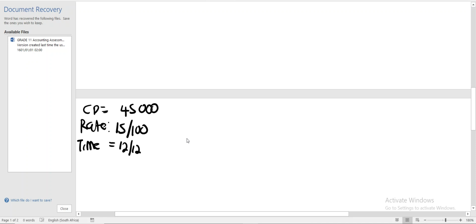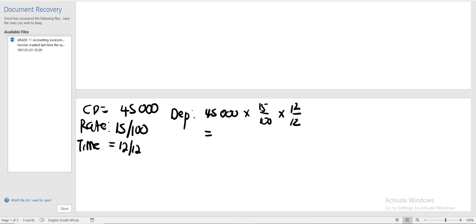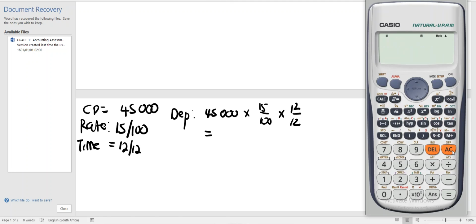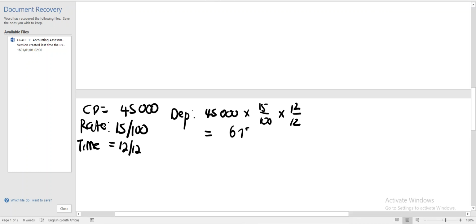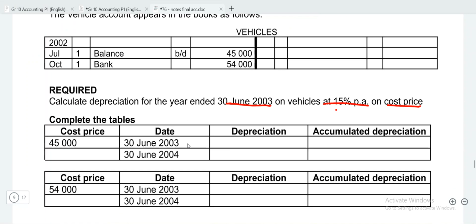So when you calculate depreciation, we're going to say 45,000 multiplied by 15 divided by 100 multiplied by 12 over 12. Now, this was with us for all the years, so the depreciation will be the same. So if you say 45,000 and then you say multiply by 15 divided by 100, it is going to give you 6,750. So meaning that the depreciation for the first year and the second year was 6,750. So we're going to have our depreciation here as 6,750. Accumulated depreciation will be the same, because this was bought in the same year.